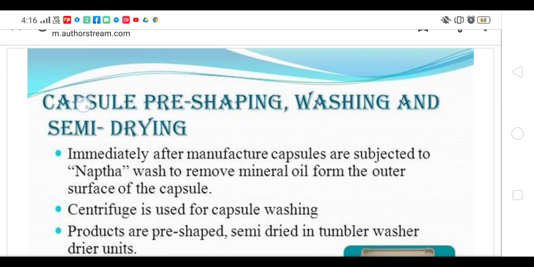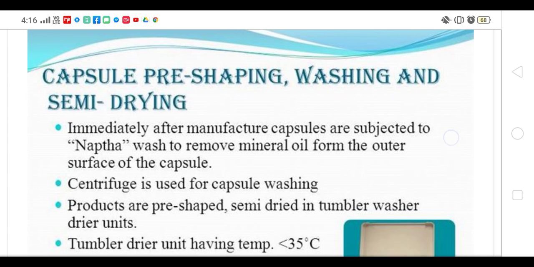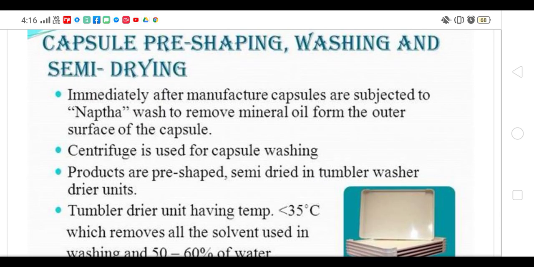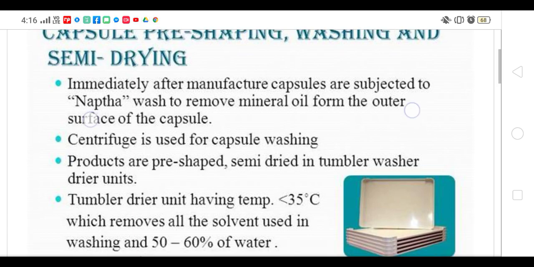Okay. Now, reshaping, washing and drying. Immediately after manufacturing, they are subjected to naphtha wash. Remember this, very important. After any of the methods you have used from the four, plate process, rotary die, Eco Gel or bubble method, the capsules are subjected to naphtha wash. Why? To remove lubricants like mineral oils from the outer surface. And then a centrifuge is used for capsule washing.